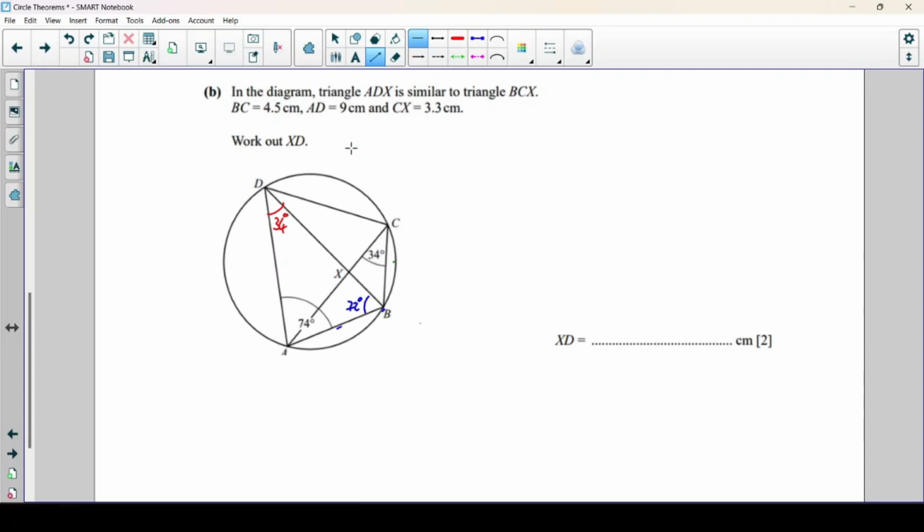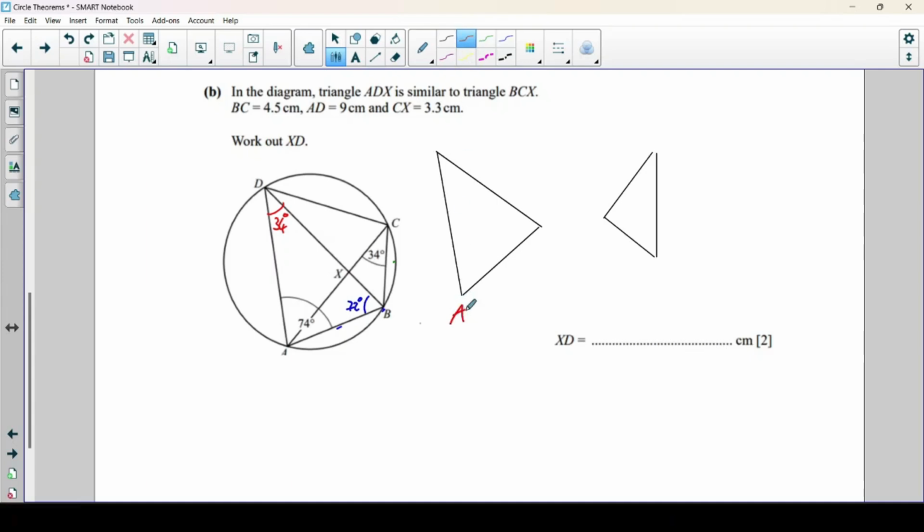In part B of the question, we're told ADX is similar to BCX. I'm going to make a quick sketch of those two triangles. So that'll be my ADX, and my BCX is going to look something like this. So ADX, BCX, and let's fill in the information that we're given.